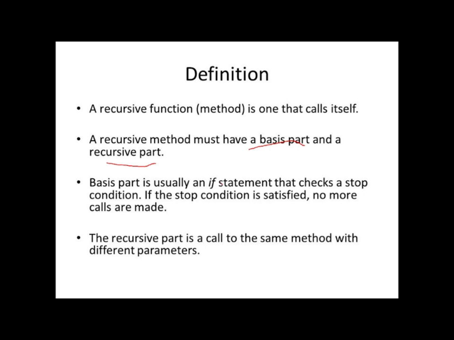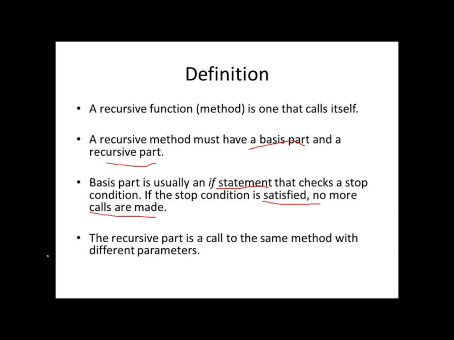The base part is usually an if statement with a condition that checks a stop condition. If the stop condition is satisfied, no more calls are made. You are writing a code and then you are providing a function. For example, you are providing a condition that if the number is less than 0, then stop the loop. If that condition is achieved, then your code will be stopped and terminated. But if you are not providing the base part, then your code will not be stopped. The recursive function will again and again call itself and it will work indefinitely and inefficiently. That's why we are providing a base part.